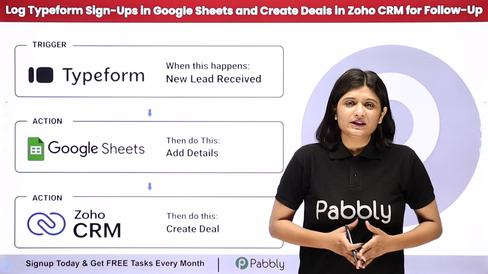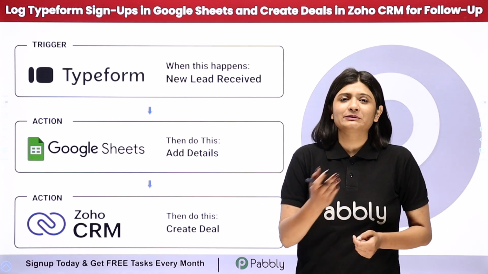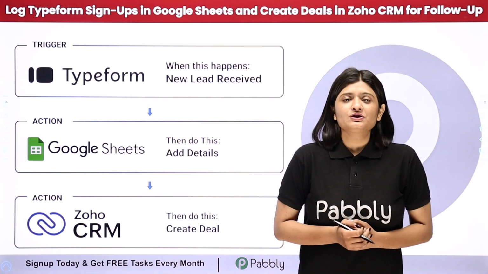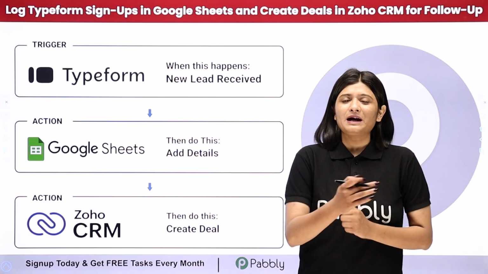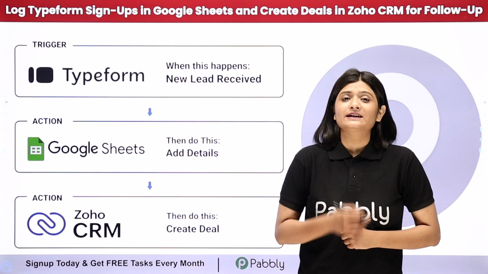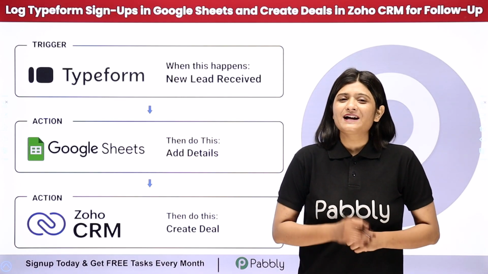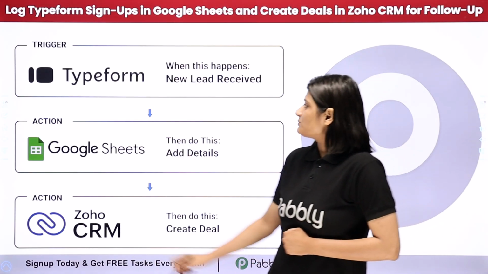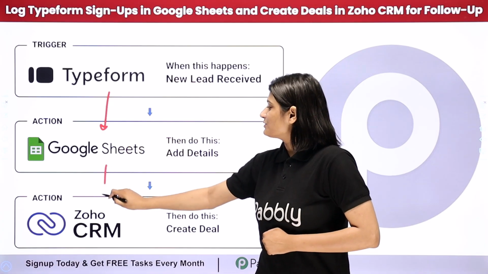Now doing this manually will consume a lot of my time, so I've completely automated this process, and to do this automation I'm going to use Pabbly Connect. So Pabbly Connect is an amazing automation and integration software which requires no coding or programming skills. Here I just need to build a connection between Typeform, Google Sheets and Zoho CRM.